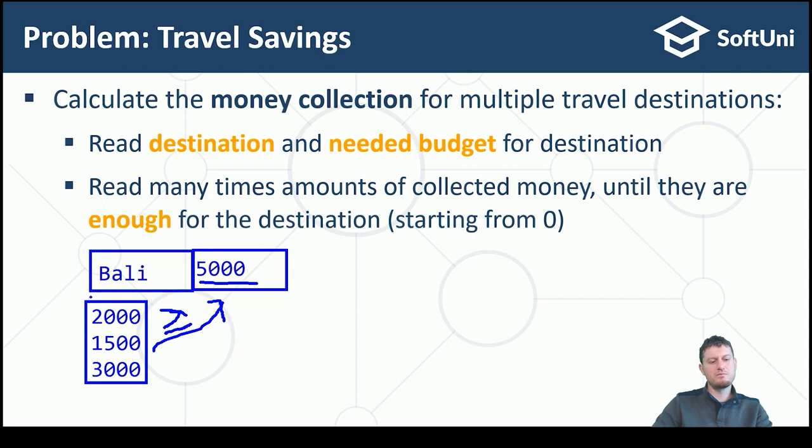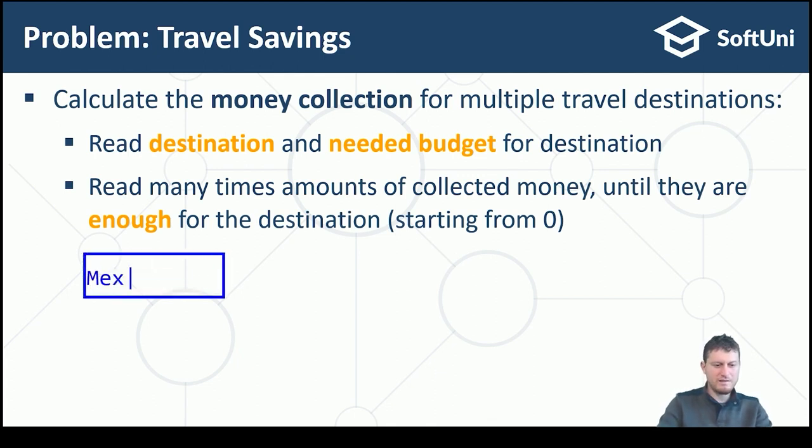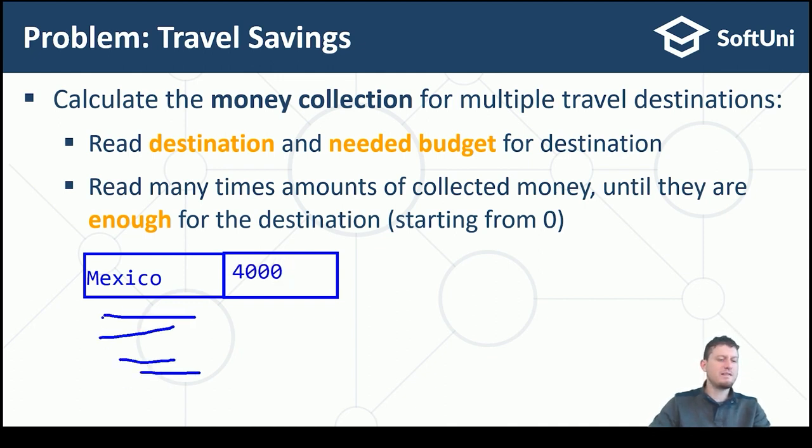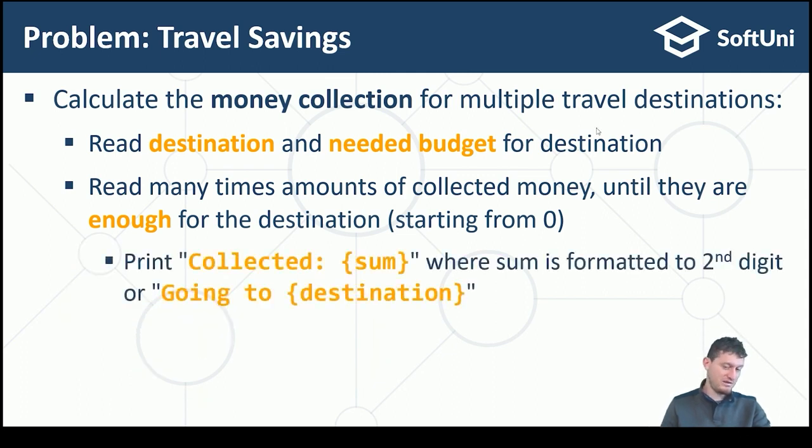So the program will accept these values, will sum them, and when I'm ready, it will say, you are ready, please go to Bali. After that, it will read another destination, for example, Mexico, and Mexico might cost, for example, 4,000. And I again collect money, and when the money is enough, I go to Mexico and I start from 0 here.